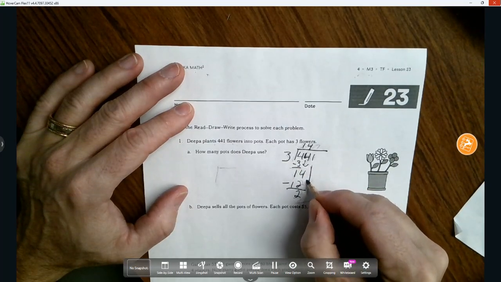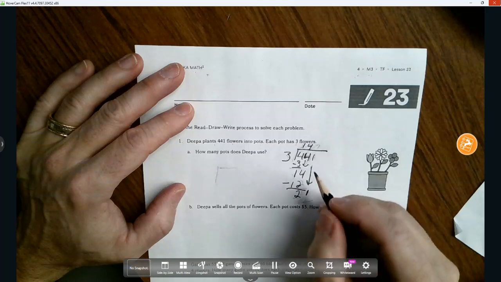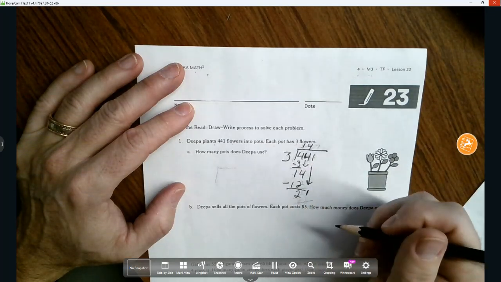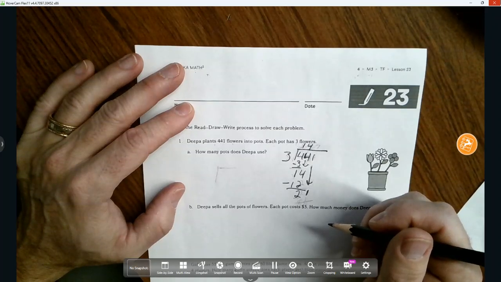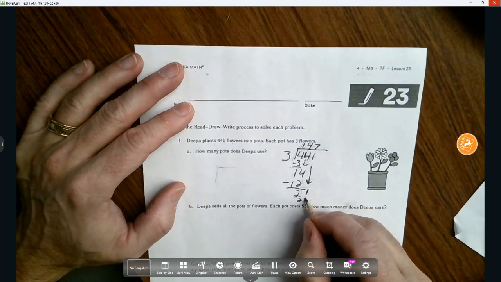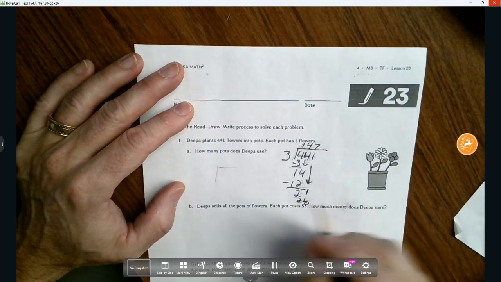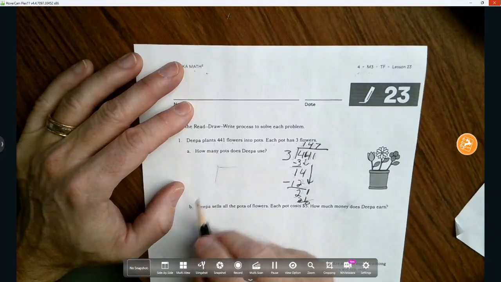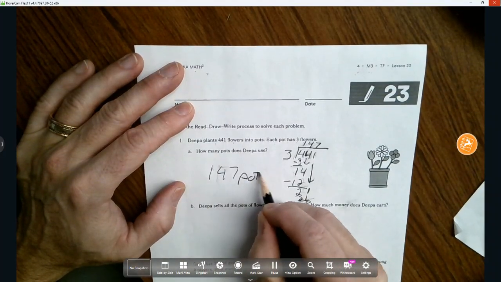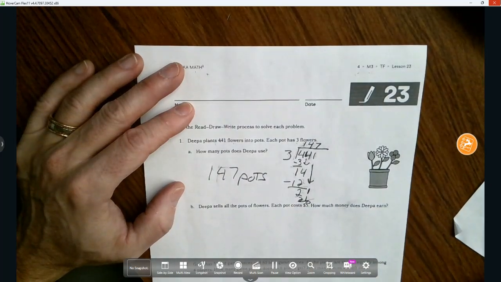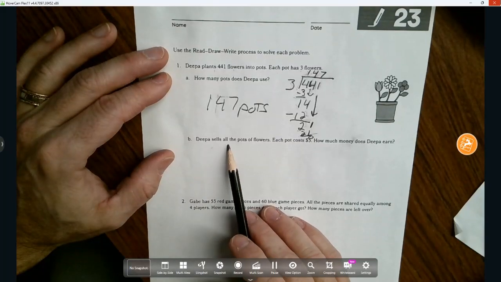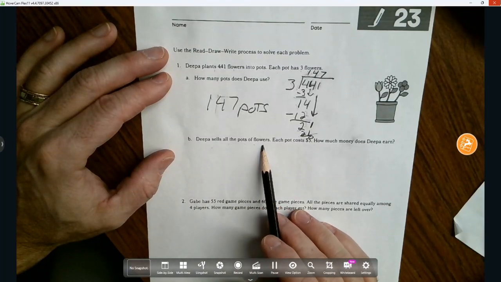Bring that 1 all the way down. So now we have 21. All right, well, we just did 3 times 4 is 12. 3 times 5 is 15. 3 times 6 is 18. 3 times 7 is 21. 0 left. So how many pots does Deepa use? We want 147 pots. Make sure you put that on there. Make your teacher happy.